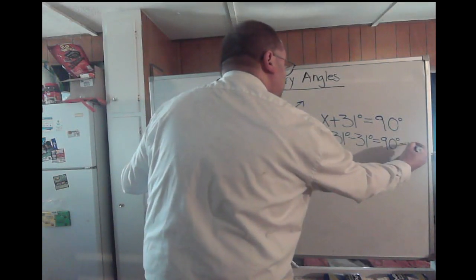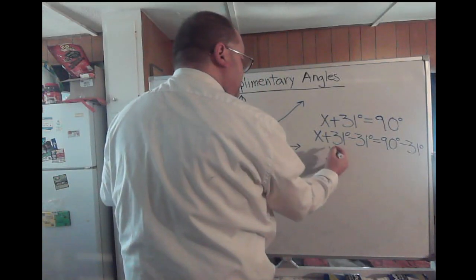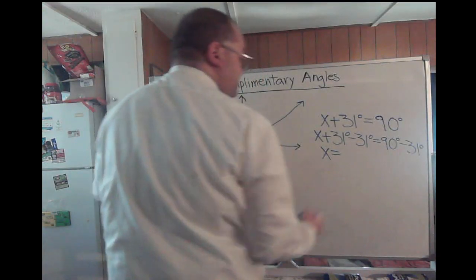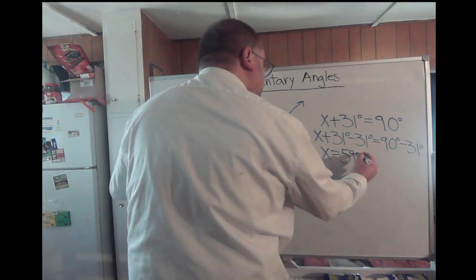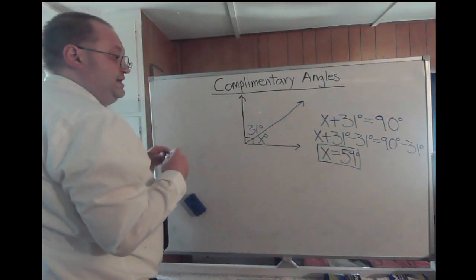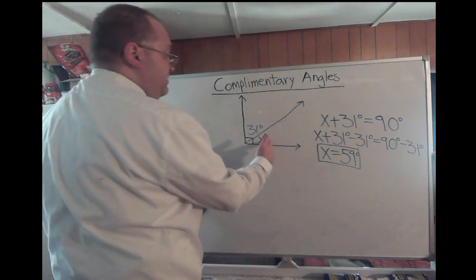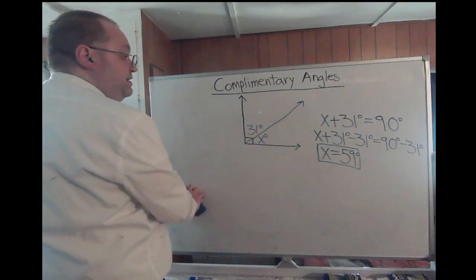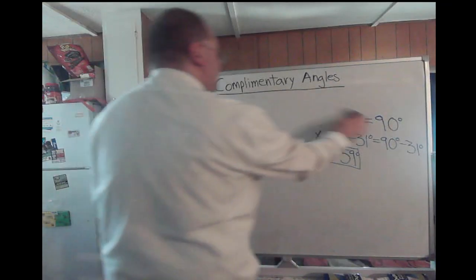So I'm going to do just that right now. Take 31 from both sides. On the left side, 31 minus 31 is 0. You'll just get x is equal to 90 minus 31. Well, that'd be 59. So the measure of angle x is going to be 59 degrees. And in fact, if you stick 59 in for x, you'll find 59 and 31 add up to 90 degrees. Alright, I think complementary is easy enough to understand.